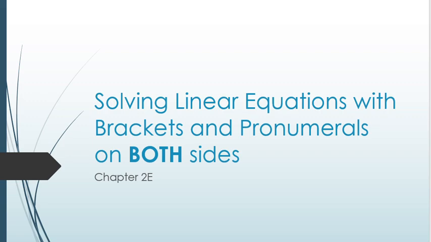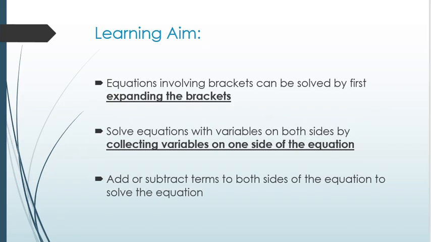This is chapter 2E, where we are now solving linear equations with brackets and pronumerals on both sides, okay? Previously in 2D, you just learnt the variables being on one side of the equation only. This time it is on both sides. Don't get too scared, it's pretty straightforward. You'll be fine.